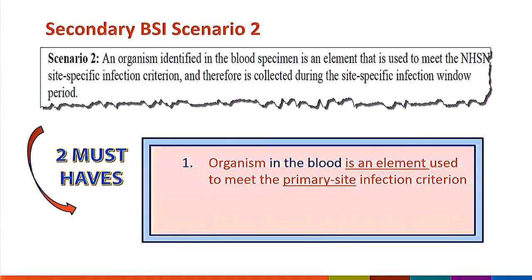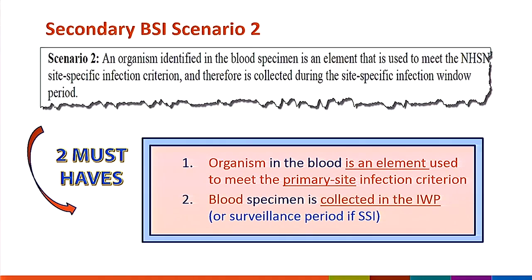The blood positive organism has to be used as an element to meet the infection criterion, and it has to be collected during the infection window period, or in the case of a surgical site infection, during the surveillance period for SSIs.